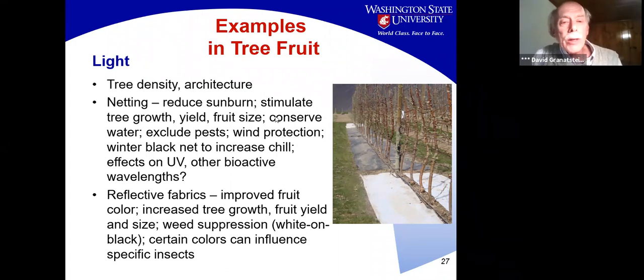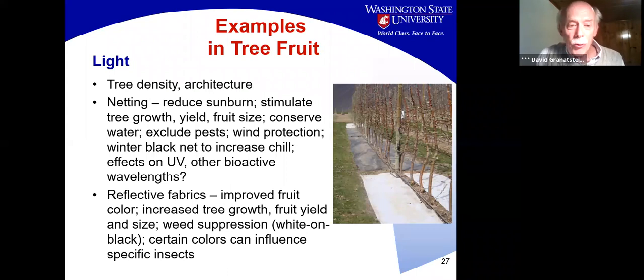Similarly, there's a lot of work going on with netting, which in many cases is affecting light here because of our intense sun. It's for sunburn. Other places it might be for wind protection or hail protection. But that netting does affect light. And in some cases, there's been stimulation of tree growth and fruit yield. And there's been water conservation, there's been some other effects. So that one practice actually changes a lot in the agroecosystem that we need to know about.